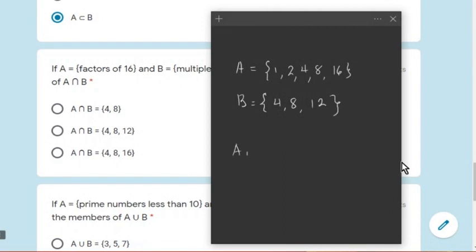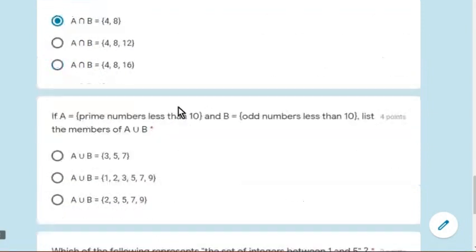Now, A intersection B will be: I can see 4 here and 4 here, so that is 4. I can see 8 here and 8 here, so I have 8. So the answer is the set with the members 4 and 8. This is the correct answer.